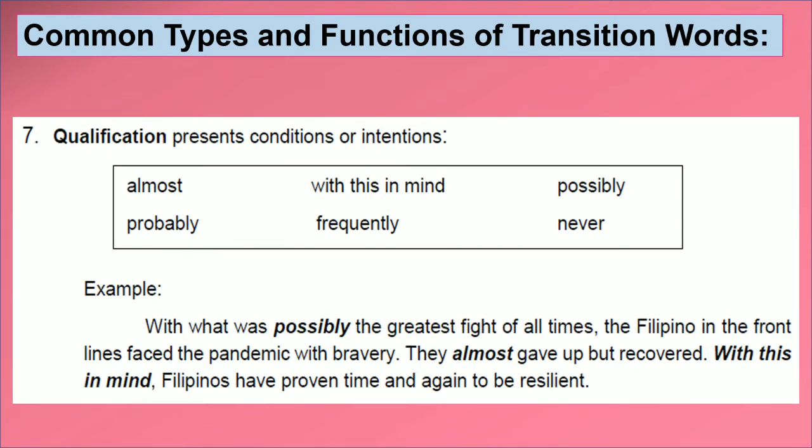Okay, the seventh type of transition word is qualification and it presents conditions or intention. So, there is a condition and there is an intention or desire. So, almost, probably, with this in mind, frequently, possibly, and never.